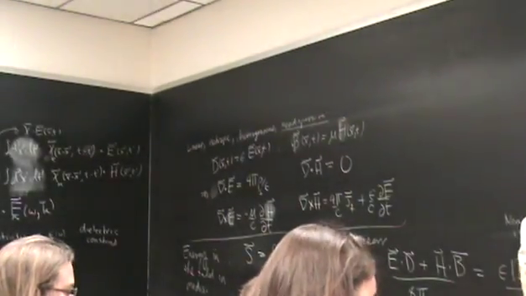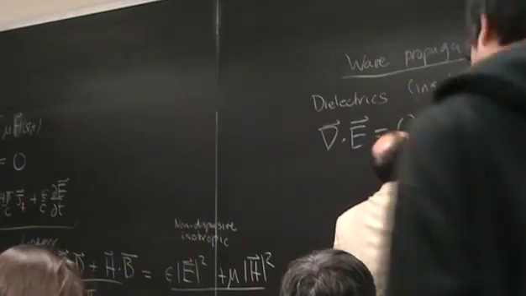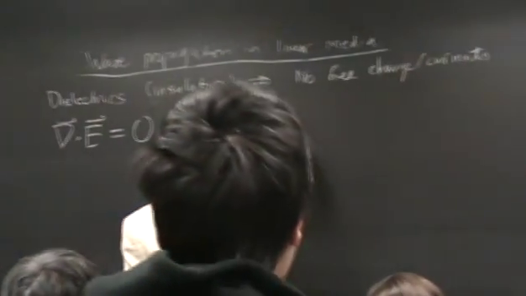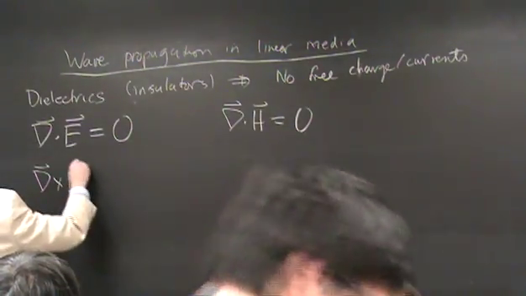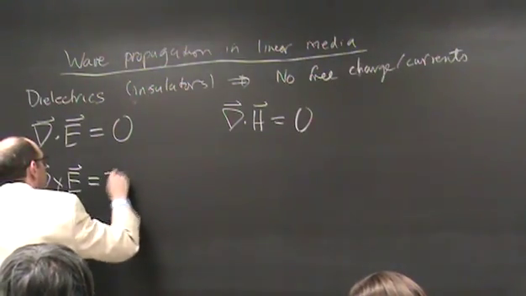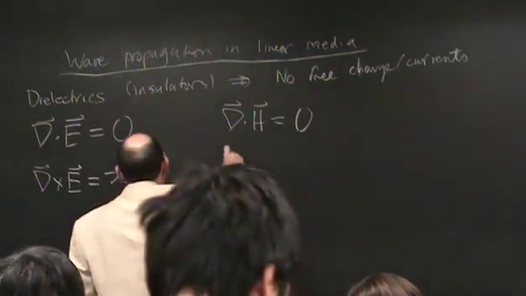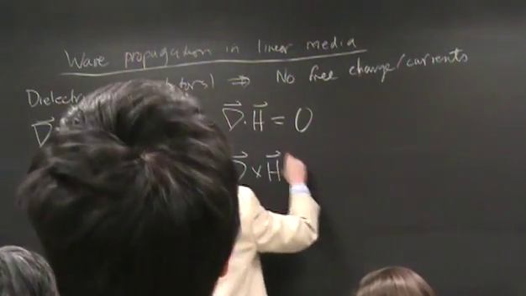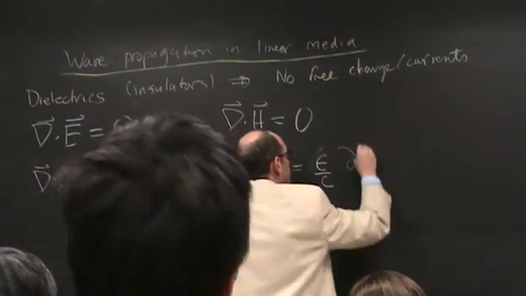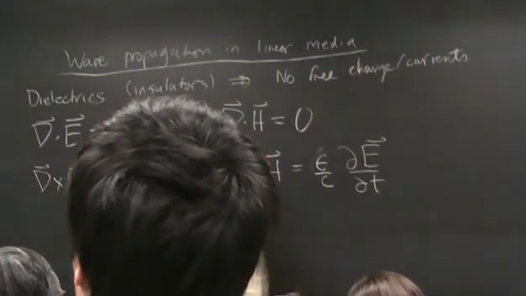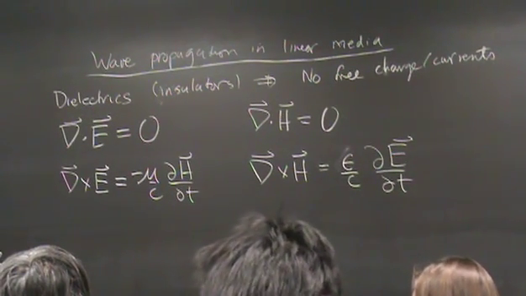So under that case, we have del dot E is equal to 0, del dot H is 0, del cross E is equal to minus mu over c, dH/dt, and del cross H is epsilon over c dE/dt. Okay, this is under the same conditions that we have in isotropic, homogeneous, non-dispersive medium.